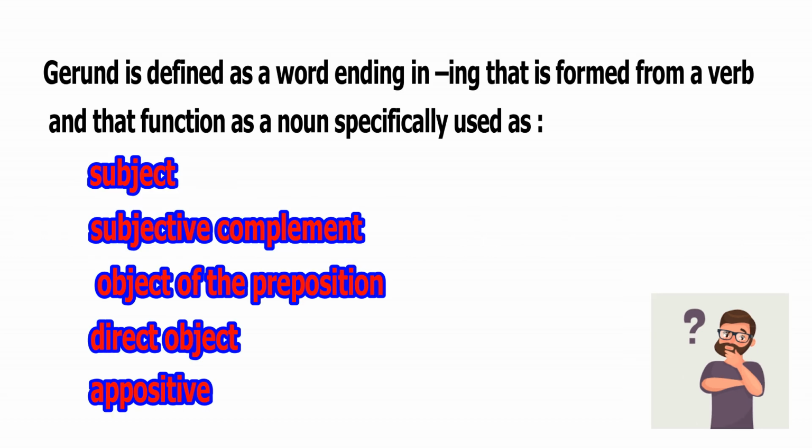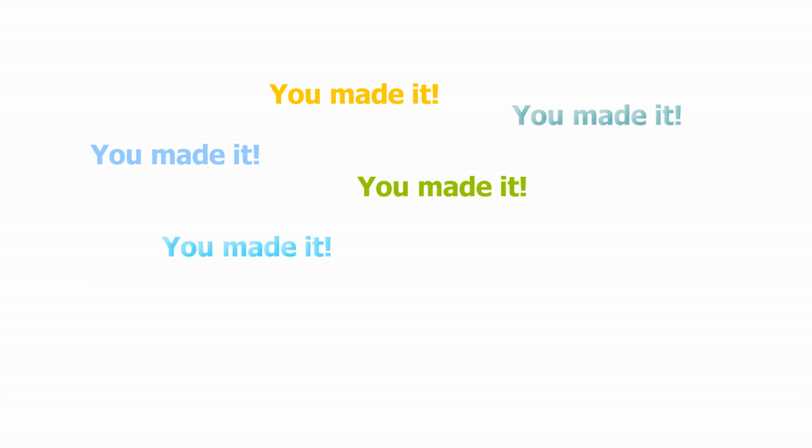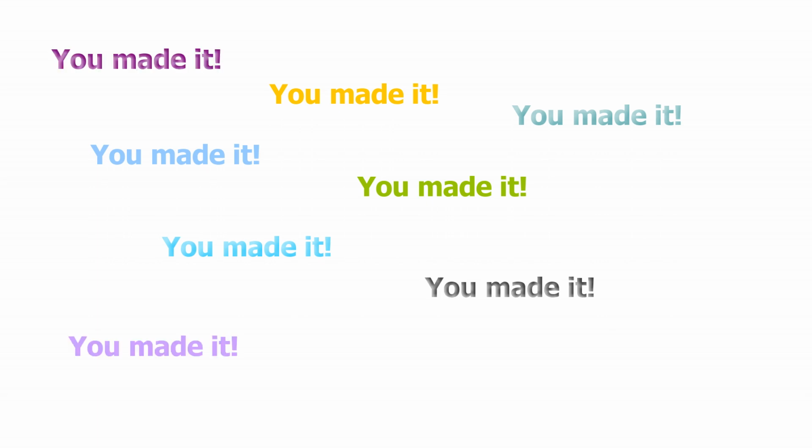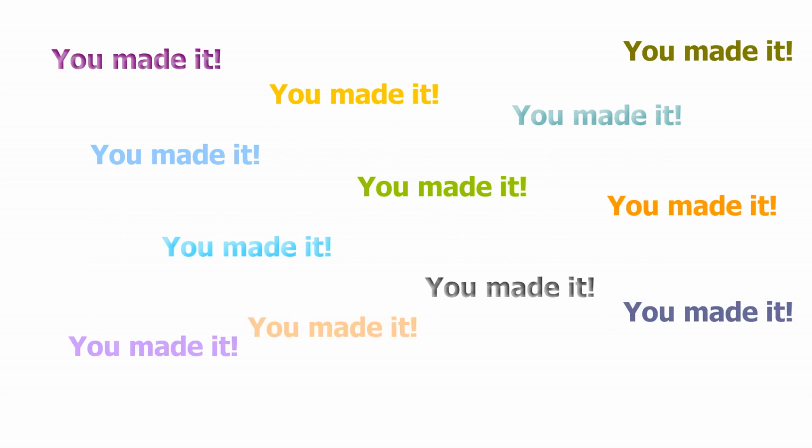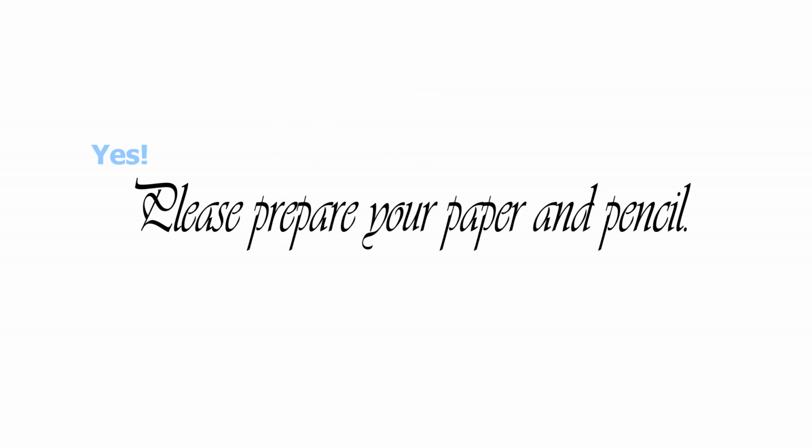To sum it up, a gerund is a word ending in -ing that is formed from a verb and that functions as a noun. Specifically, it is used as a subject, subjective complement, object of the preposition, direct object, and appositive. Yes, you made it. I hope you understand the definition and the functions of gerunds in sentences. This time, please prepare your paper and pencil for a short test.